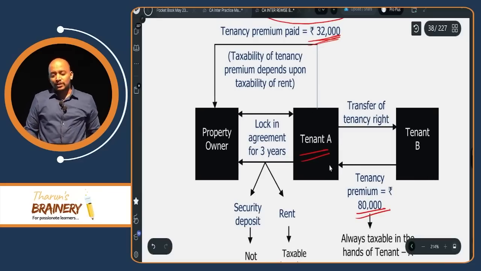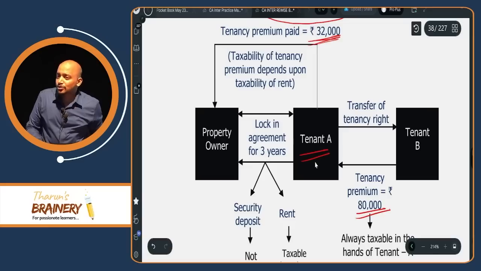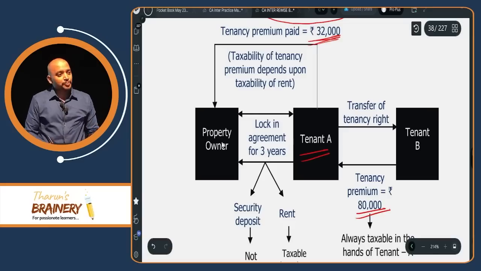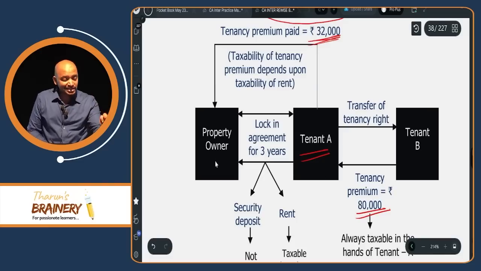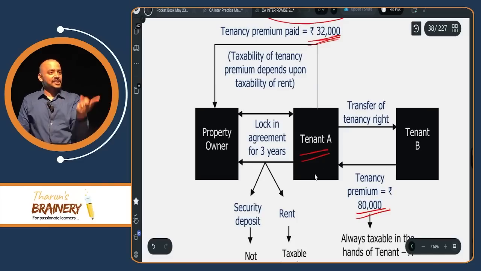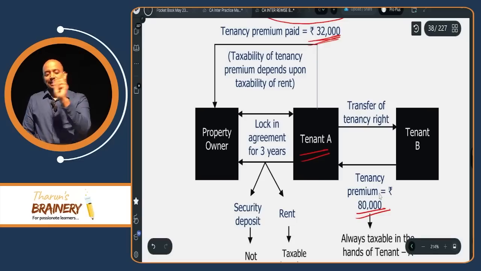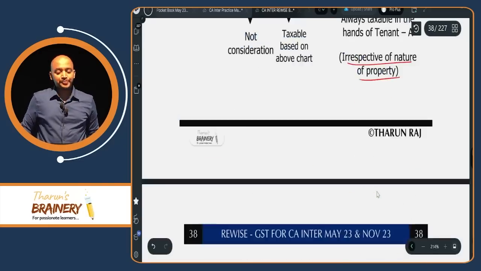Clear? So don't think, sir, that on 80,000 tenant A is also paying, and again on 32,000 the property owner is also paying, so this 32,000 is getting taxed two times. No, because the property owner will pay tax and recover it from tenant A. Tenant A will take it as ITC and adjust against the GST payable on 80,000.